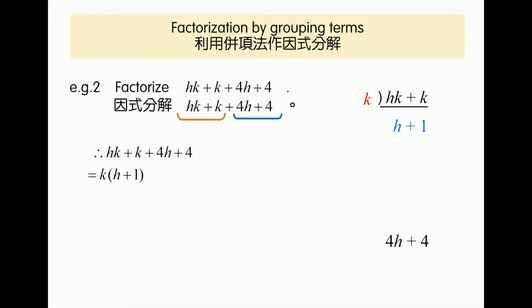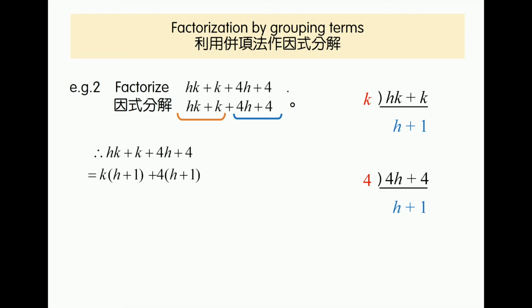For the 2 terms at the back in blue, it's very obvious that the common factor is 4. Therefore, we take it out. In the same way, there's only h left for the first term, and for the term at the back, because you took out 4, there's only 1 left. So for the 2 terms in blue at the back, after factorization is 4 bracket h plus 1.